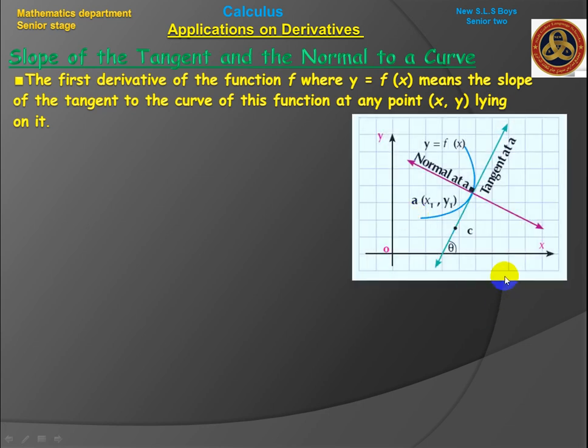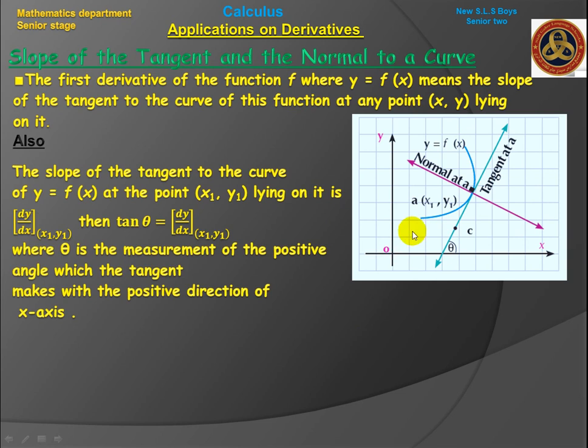If you look at the opposite graph, this figure, the straight line, which is the tangent to a curve, touches the curve at point (x1, y1), and the straight line perpendicular to this straight line at the indicated point (x1, y1) is called the normal to this curve. So the slope of the tangent to this curve at the point (x1, y1) lying on it is dy by dx, also equal to tan theta, where theta is the positive angle which the straight line makes with the positive direction of the x-axis.